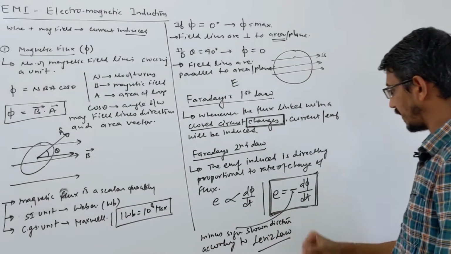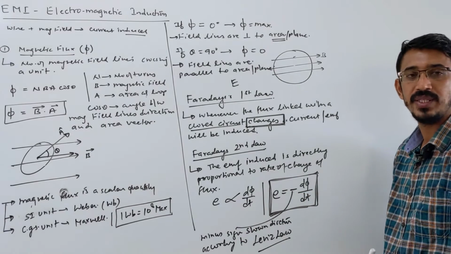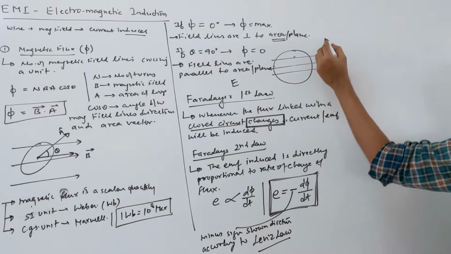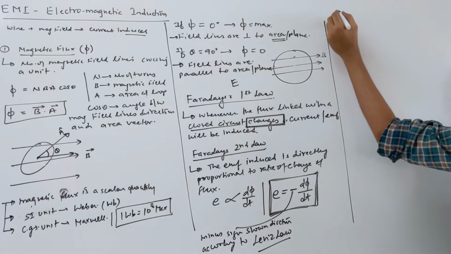Before that, let's finish this. Look here, this minus sign comes from Lenz's law. So Lenz's law tells you the direction of the induced current, in which direction the current will be induced. So I am writing here Lenz's law.